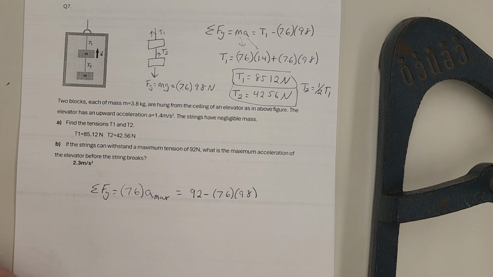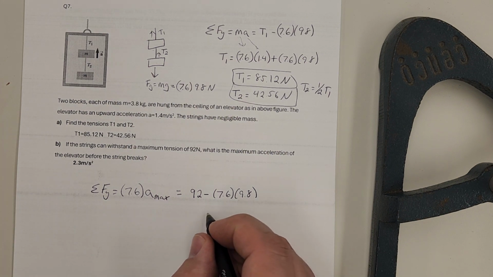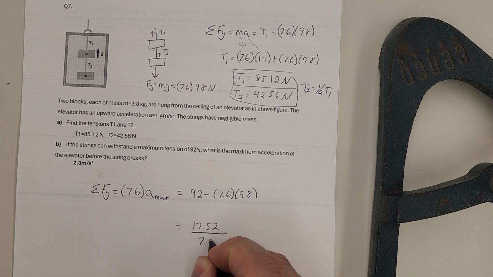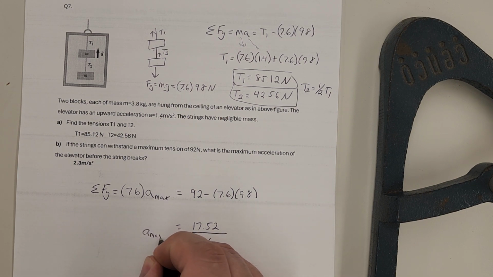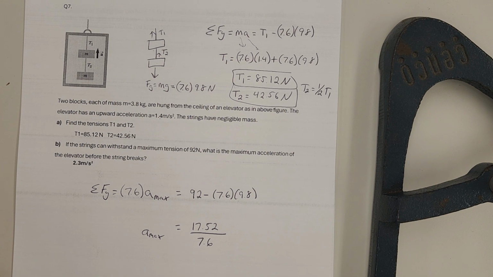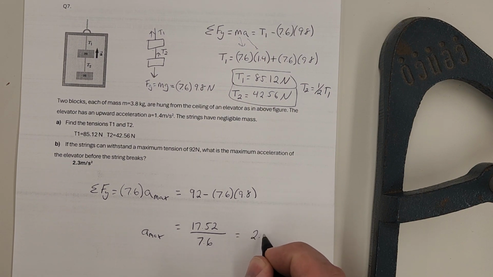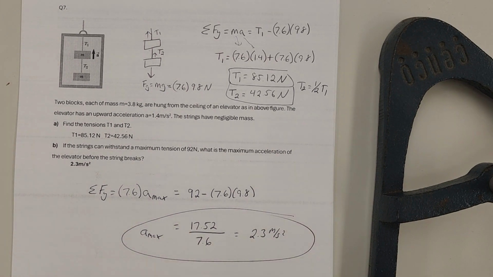Okay, so now we're just solving for a max. So this is just a number on this side. I'm going to take it and divide it by 7.6. Okay, so let's do that quick. I'm going to have 92 minus 7.6 times 9.8. That will give me 17.52. And then let me divide that, 17.52, by 7.6. And that'll give us our a max, which should come to 2.305, so 2.3 meters per second squared. That's how we get our answer for part B.